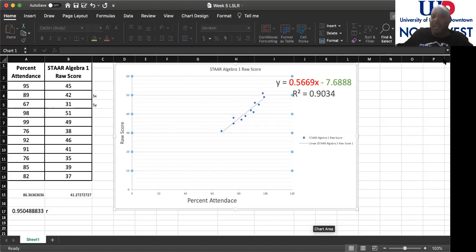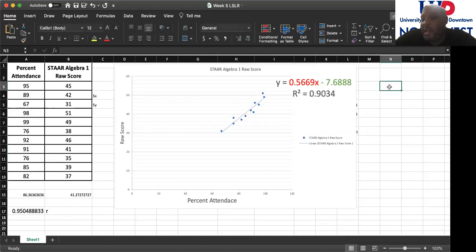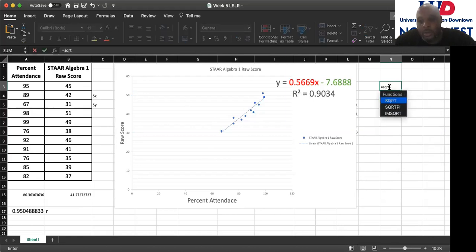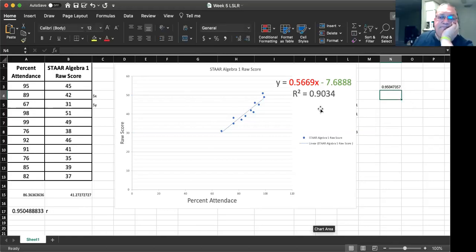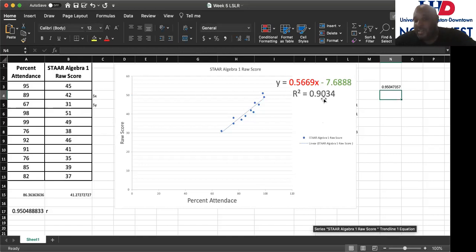Now that we know the equation, notice that when I did that formula, I got this value called R squared. We found correlation by using the actual correlation formula, but this formula can also give me R, the correlation. If I take the square root of that number, 0.9034, I get 0.95047. So this chart, the chart design itself, actually gives you the correlation. You just need to take the square root of R squared.